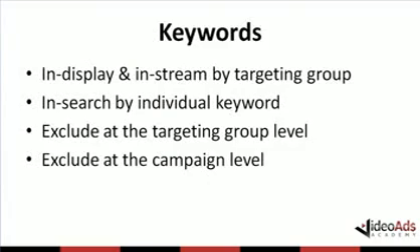The next part is keywords. So you're also going to go to the keyword level. Obviously you can't do that with in-stream and in-display, but you can in search. You can do it by individual keyword. You can actually bid on that individual keyword for in-search. Okay, and then the other part with keywords for your optimization, you're going to exclude at the targeting group level, and you can also exclude keywords at the campaign level, both for people watching content and people actually searching on YouTube. And I'm going to show you a little bit about that here in a minute.